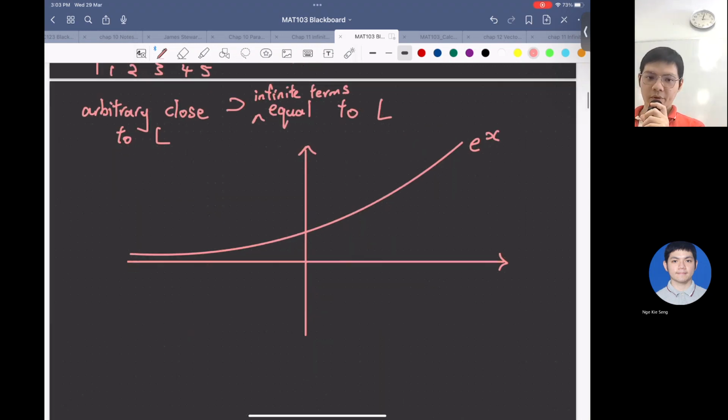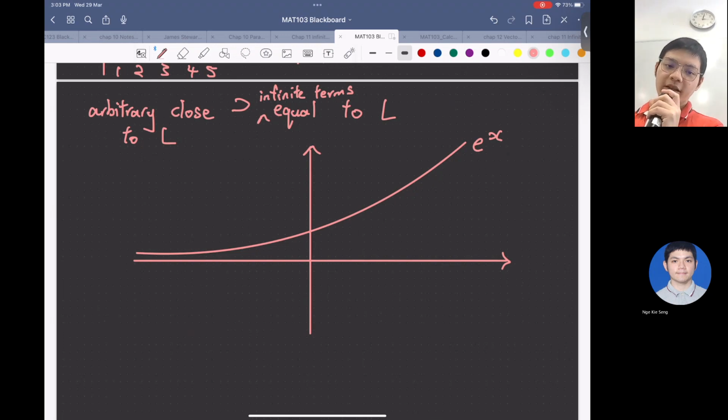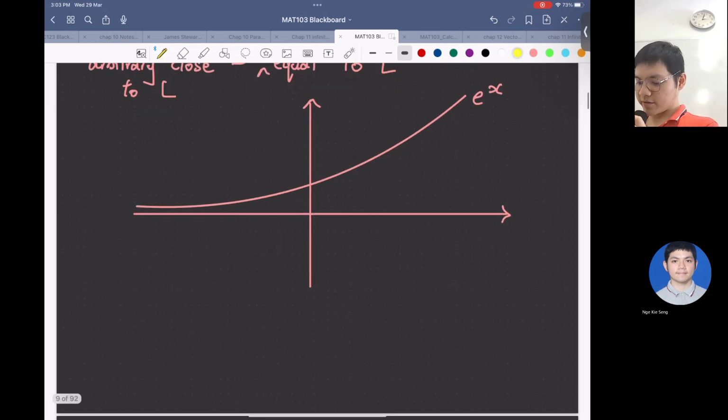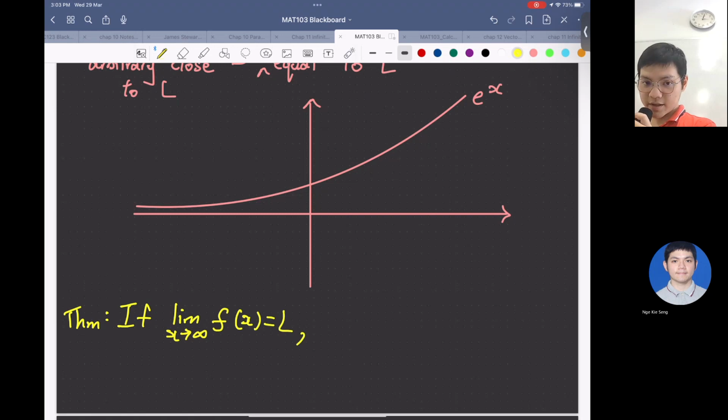So in this case, we want to find the limit of certain sequences. Okay, so how to find it? One way is to use the limit of a function, which we have learned before. So let's put it as a theorem, the first theorem in the class. We won't prove this. If the limit as x goes to infinity of f(x) equals L, then the limit as n goes to infinity of f(n) is equal to L too.